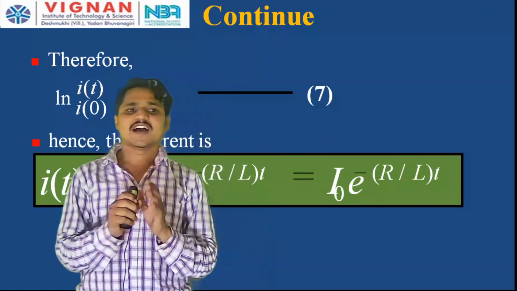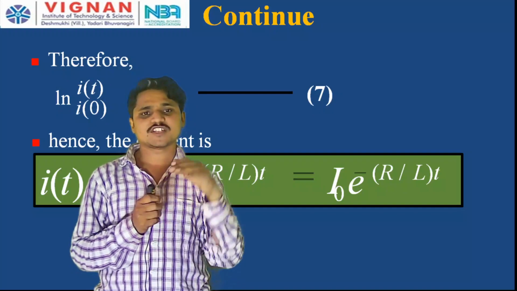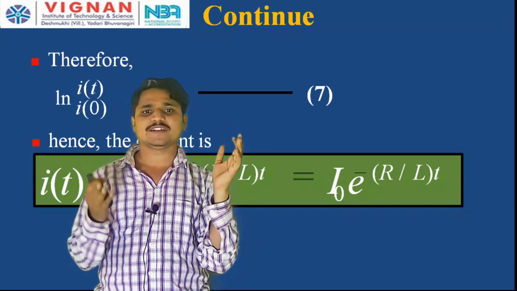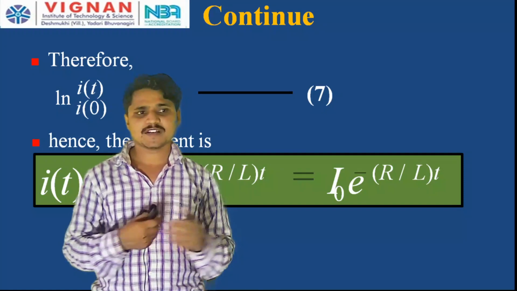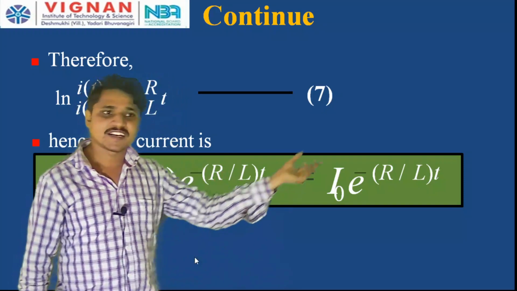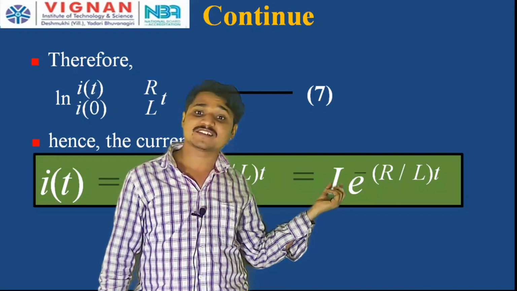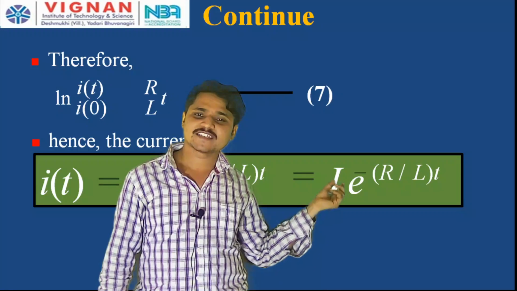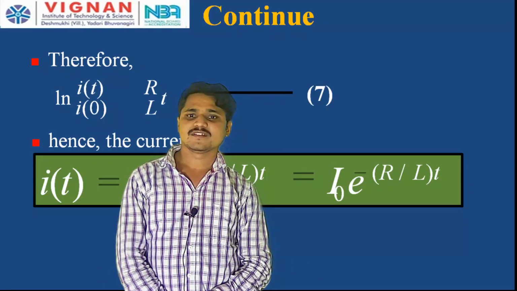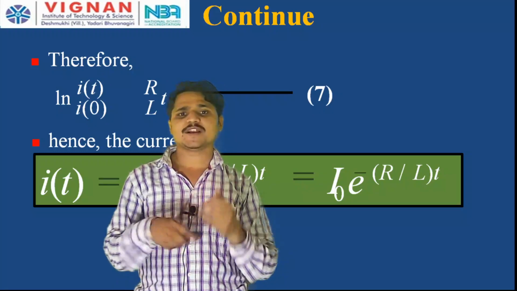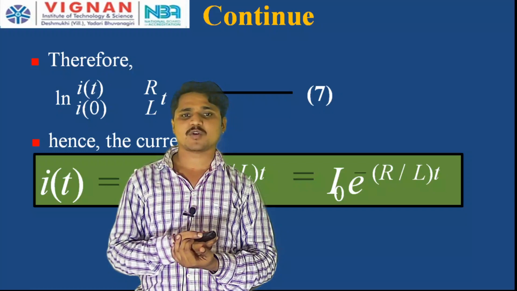So, this is the natural response of an RL circuit. That means, once the switch is opened, the energy stored by the inductor has to be dissipated in the resistor. That means, the inductor's current is decreasing exponentially. The inductor current is this: e to the power of minus R by L into t. This minus indicates the current is decreasing exponentially. This can also be written in terms of the time constant tau.